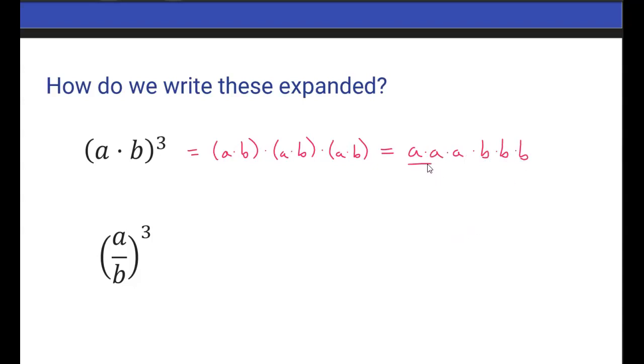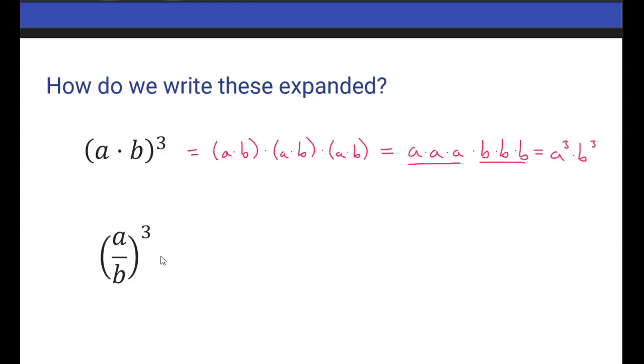Well, if we simplify those now, we consolidate that notation. This will just be a to the 3rd times b to the 3rd. So what we demonstrated there is that this exponent of 3 can actually distribute over multiplication. If we're multiplying inside the parentheses, we can say, well, this is a to the 3rd times b to the 3rd, like that.